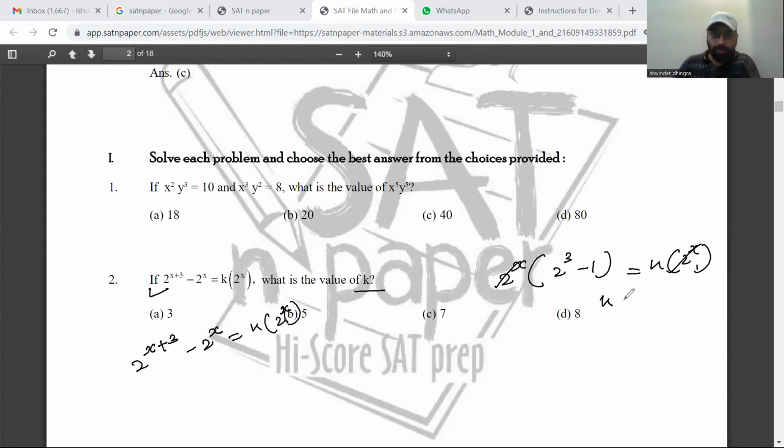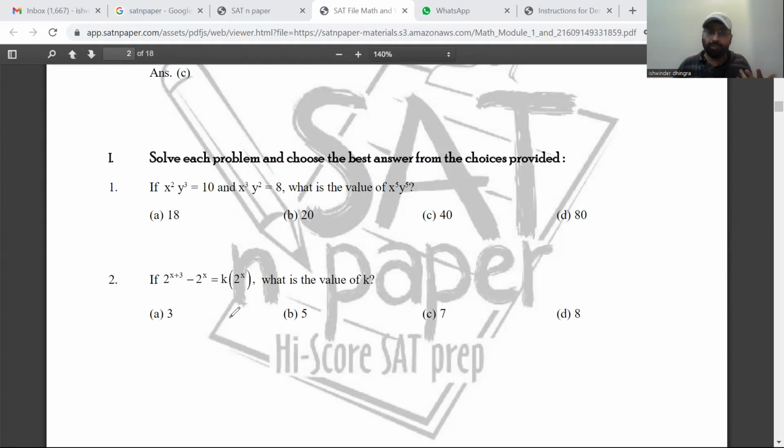The value of k will be, we can say, yes, the value of k is equal to 7, right? That's a great method. I'm not saying it's a bad method, but in the SAT exam, you guys have to apply smarter tricks. So my approach is I'll take the value of x equal to 0.